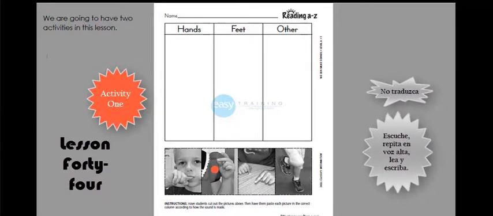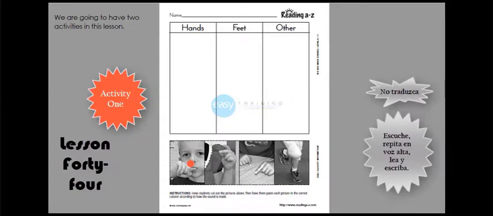Snap. Tap. Stomp. 4 sounds. Then the pictures illustrate 4 different sounds. And in this table, we can see parts of the body: hands, feet, and other.